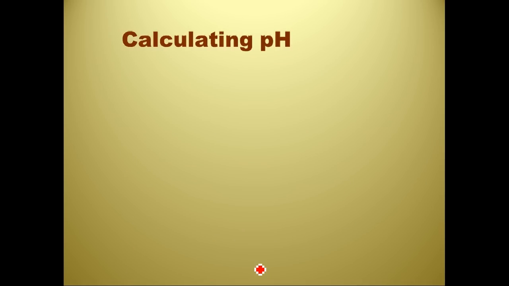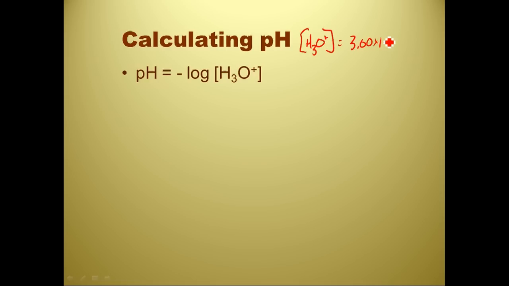All right, calculating pH. How do we calculate a pH of something? Here it is. In order to find out what the pH is, you take the negative log of the hydronium ion concentration. It's that simple. So if you've got your calculator, let's try this out. The acid that we worked with in the first problem today had a hydronium ion concentration of 3 times 10 to the negative 5th. That was the molarity of the hydrochloric acid we used in that first problem.